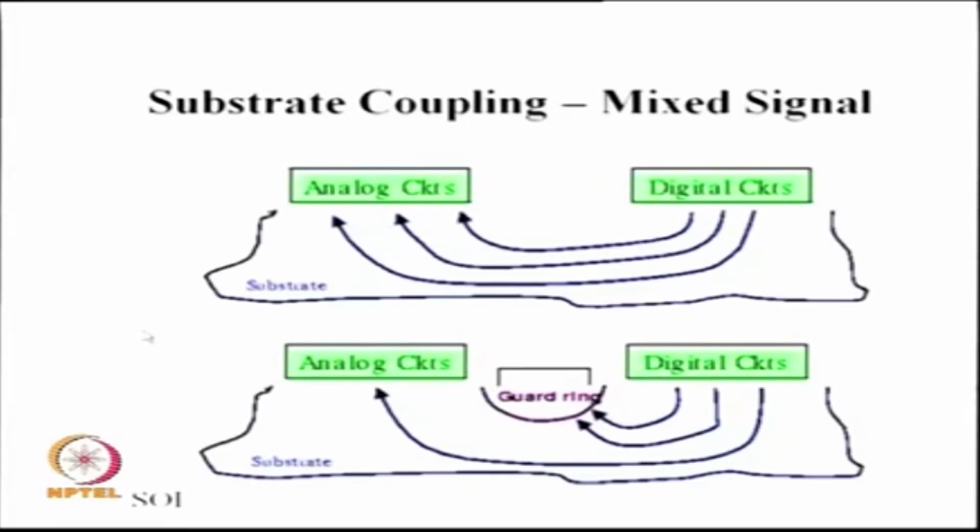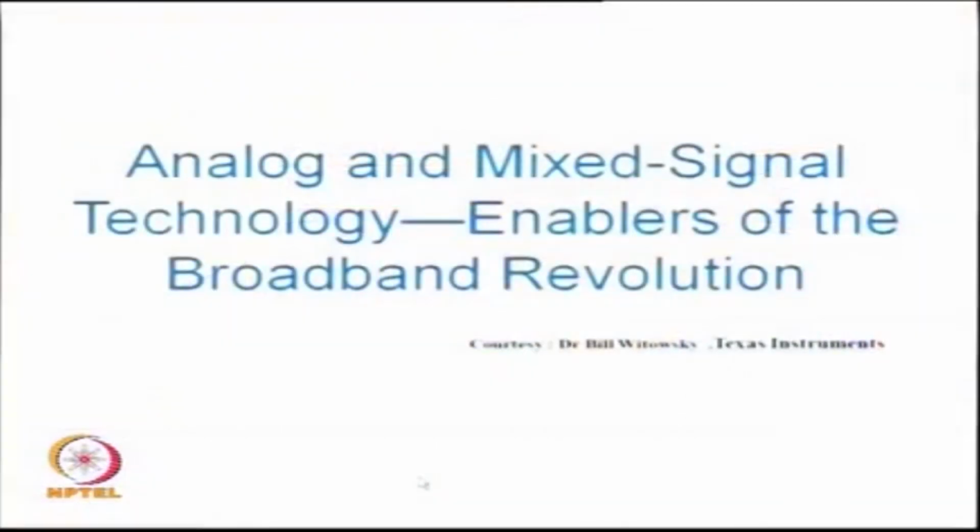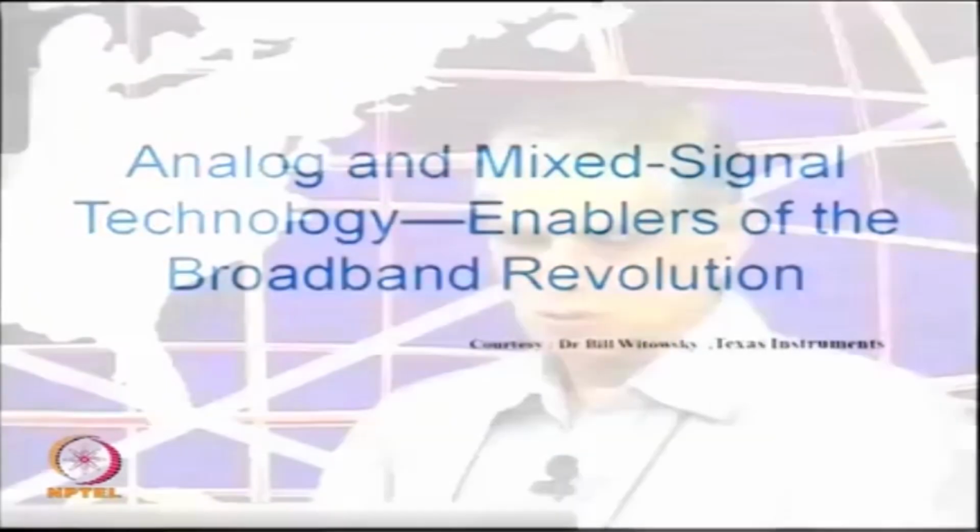This technology is costlier. As soon as you go to silicon on insulator, the technology is at least 4 times costlier than normal silicon bulk CMOS. So, cost. Here are just quick photographs. This is taken from Texas Instruments. He is Bill Witowski, Senior Fellow of Texas Instruments. We called him some years ago, and that is his talk which has been copied here for you.